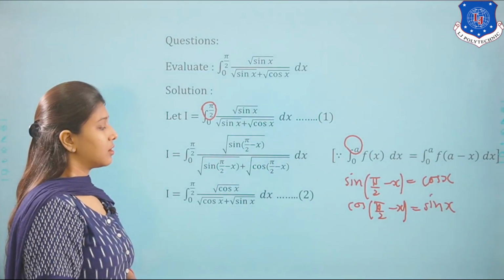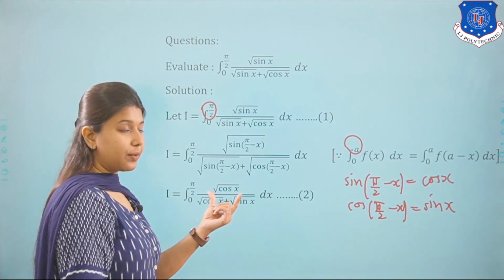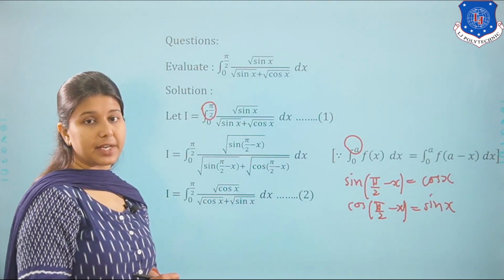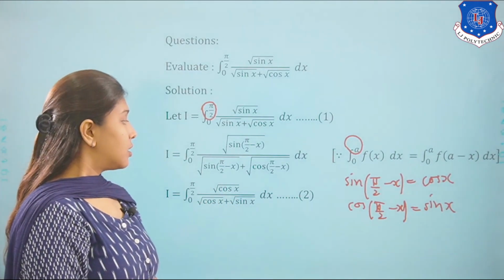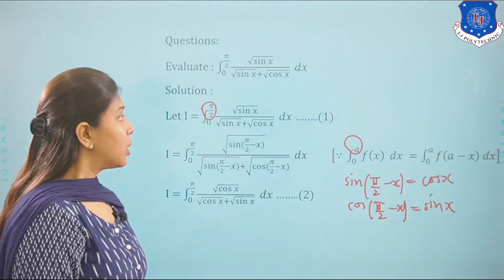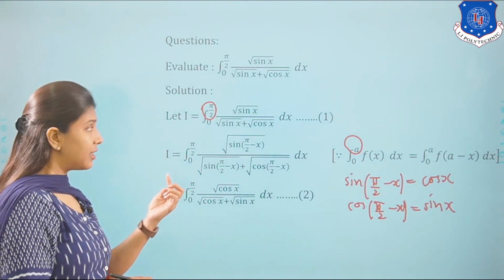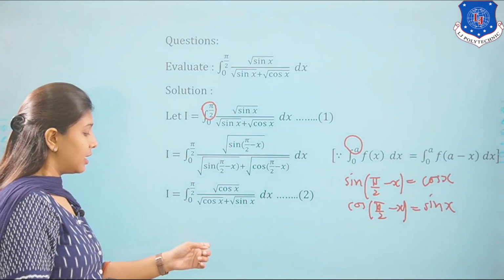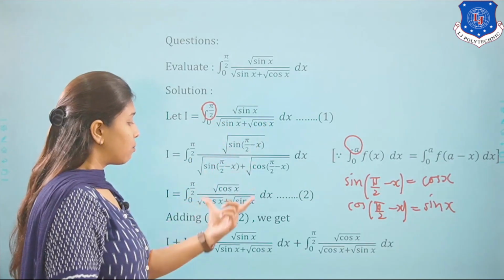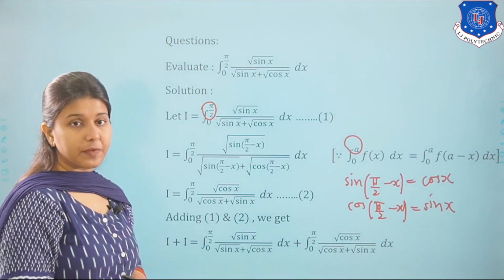We have the integration from 0 to pi by 2 of under root of cos x upon under root of cos x plus under root of sine x dx. Taking this term as 2. Now adding both 1 and 2, we have on the left hand side I plus I, and on the right hand side both these integrations.